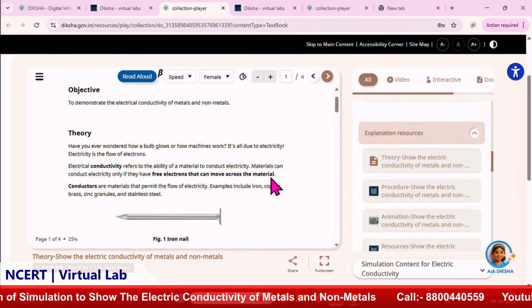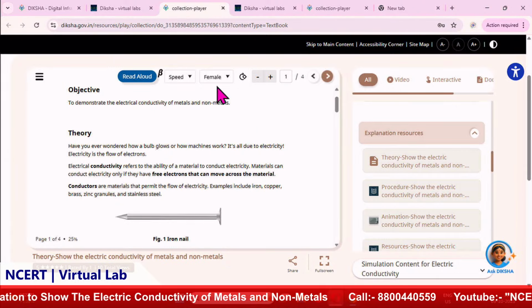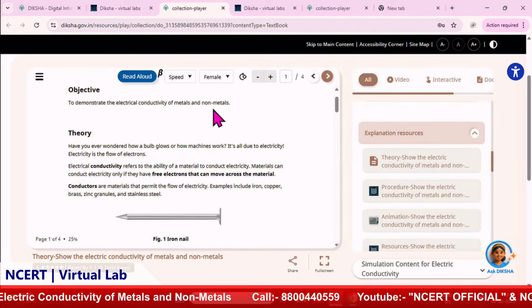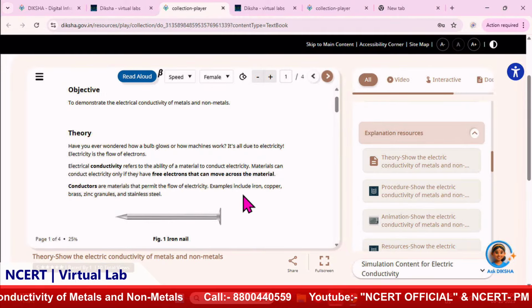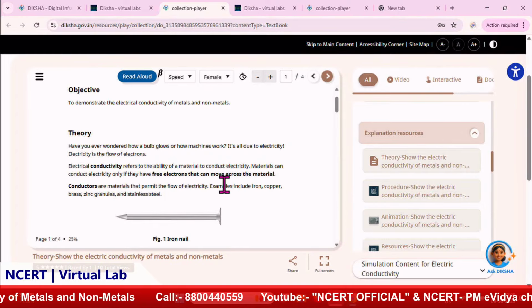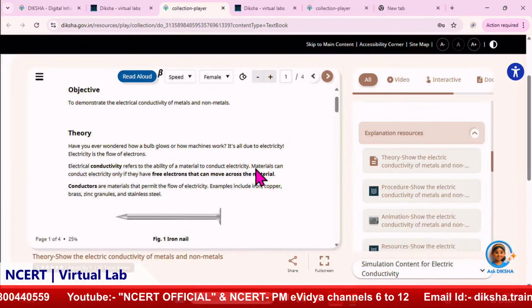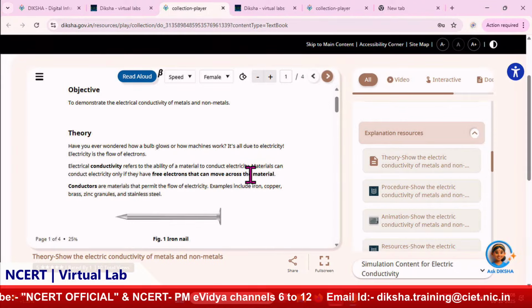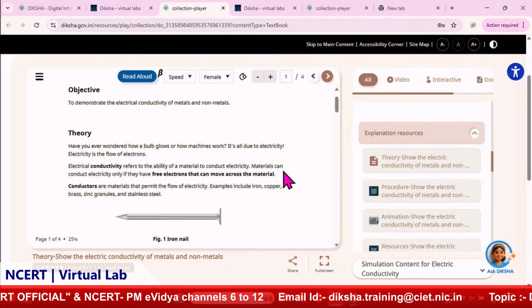As we click on the theory, the objective of this experiment is to demonstrate the electrical conductivity of metals and non-metals. So as I mentioned, how a bulb glows or how a machine works, it is all due to electricity. Electricity is nothing but the flow of electric charge across the material, and this property is called electrical conductivity. The ability of a material to conduct electricity is called electrical conductivity.